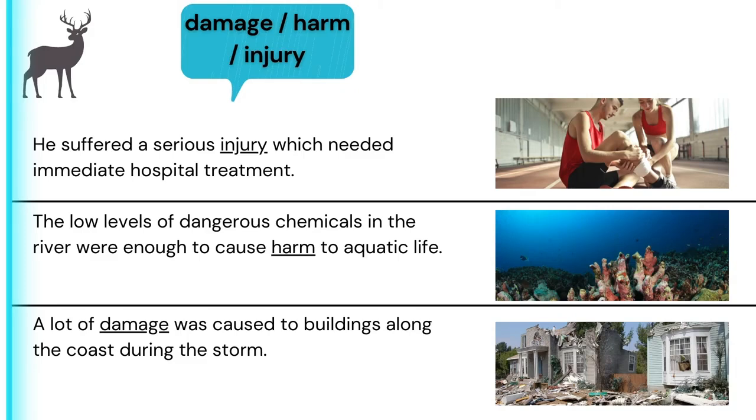He suffered a serious injury which needed immediate hospital treatment. See, the injury, it's to somebody's body. He suffered an injury. The low levels of dangerous chemicals in the river were enough to cause harm to aquatic life. So you see, the harm was unjust effects, immoral. A lot of damage was caused to buildings along the coast during the storm. So damage, it can be for a property, like a house or another kind of building. It's not really for a person. Injury is for a person.